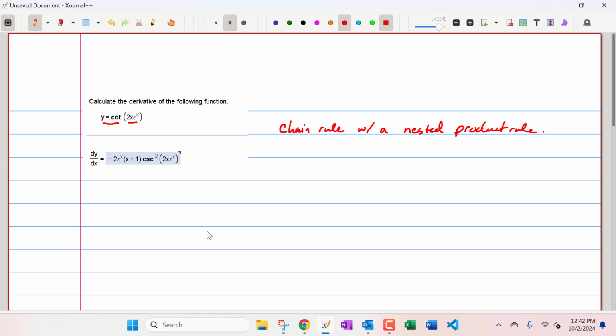So if we were to take the derivative of y, let me copy down y. Y is equal to the cotangent of 2x e to the x. And if we were to take the derivative, I get that dy dx would be equal to, so how do I take the derivative of the cotangent of an expression? Well, the derivative of the cotangent of an expression would be minus cosecant squared of that expression.